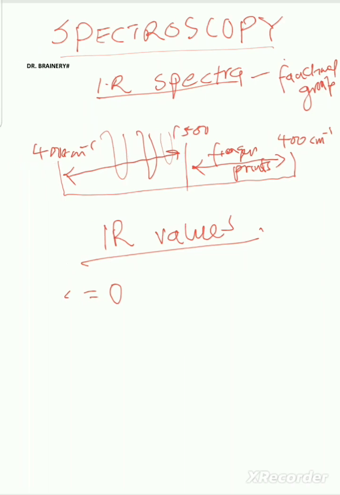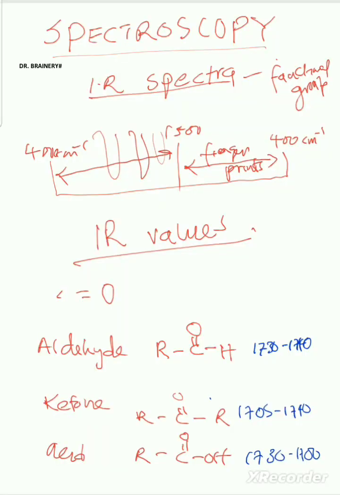Let me write aldehyde, ketone, acid, ester, because these contain a carbonyl group, and they vibrate at specific wave numbers in a range. Aldehyde is a carbonyl containing compound which vibrates at 1730 to 1740 per centimeter, which is the wave number. Ketone, this structure, vibrates at 1705 to 1740 per centimeter. We also have an acid. An acid is a carbonyl containing compound, which vibrates at 1730 to 1700.